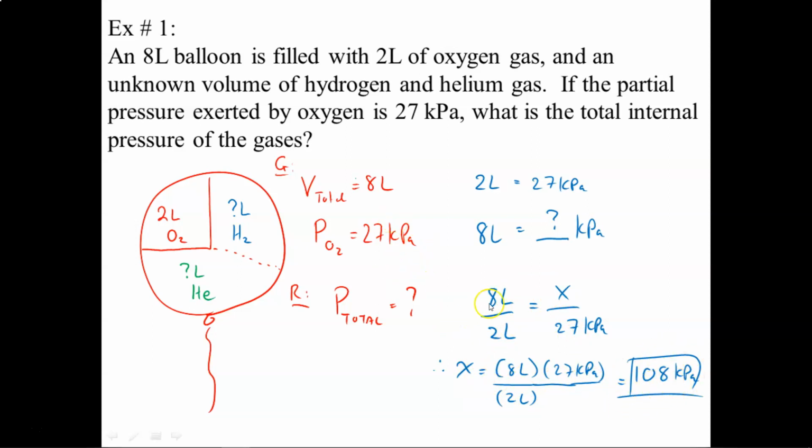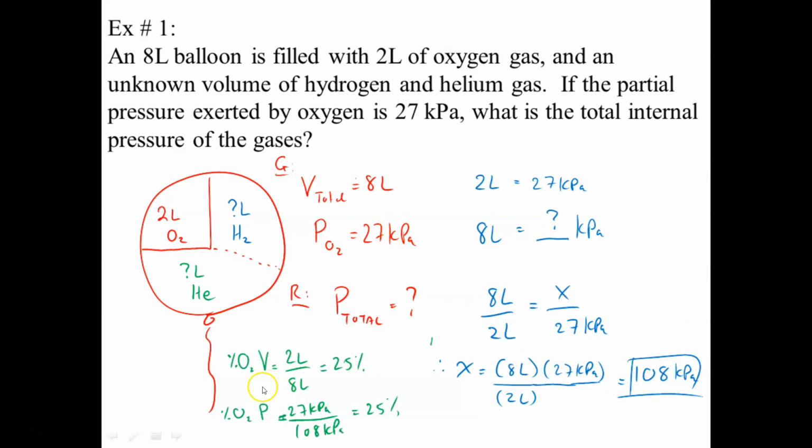Now let's double check to make sure that works out. So I know that oxygen makes up 2 liters and the total is 8 liters, so 2 out of 8 is 25%. If you recall, since oxygen is 25% volume, it should be 25% by pressure as well. So let's double check. 27 kilopascals is the pressure of the oxygen. We calculate the total to be 108, so that comes out also to 25%. So not only is the oxygen 25% by volume, it is also 25% by pressure.